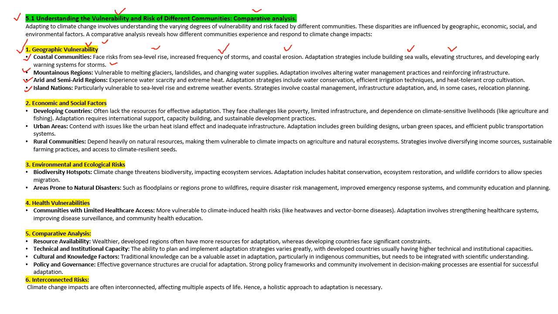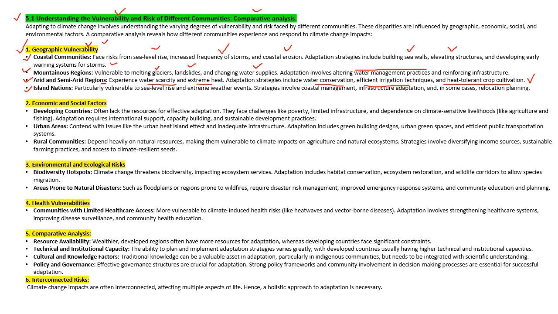If we come to the mountainous region, the vulnerability is glacier problems, landslides, and changing water supplies. So how can we adapt? We can manage the water. There should be water management practices. In arid and semi-arid regions, people are experiencing water scarcity and extreme heat. What should be the adaptation techniques? There should be water conservation, efficient irrigation techniques, and heat-tolerant crop cultivation.